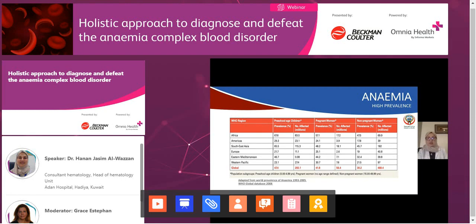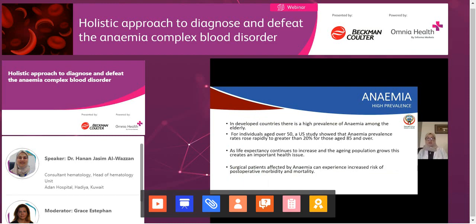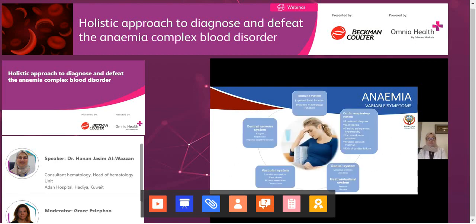However, as the population is growing older, anemia prevalence increases rapidly, with prevalence more than 20% in people who are above the age of 85. And as life expectancy continues to increase, it is going to be a real health problem in the future. In addition, anemia affects surgical patients in a negative way. It can increase post-operative morbidity and mortality.